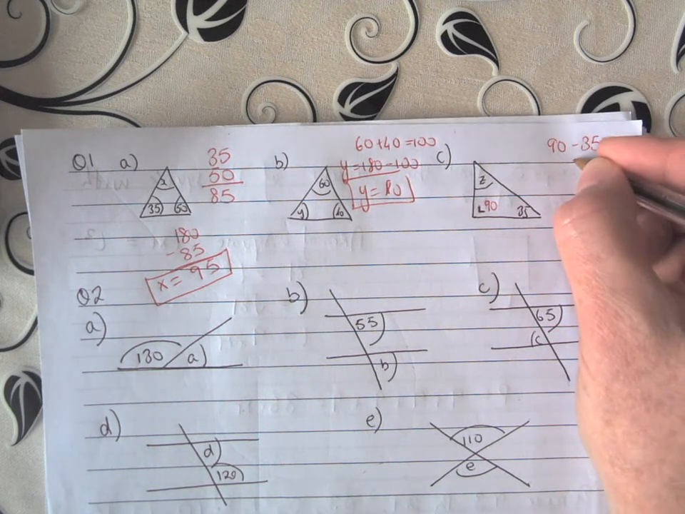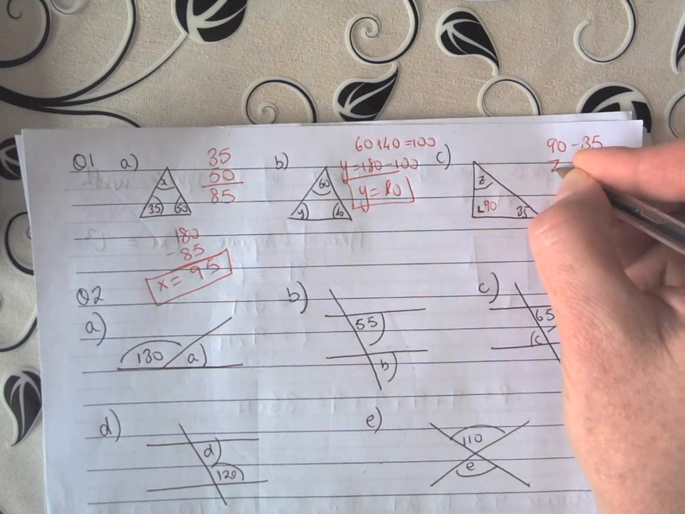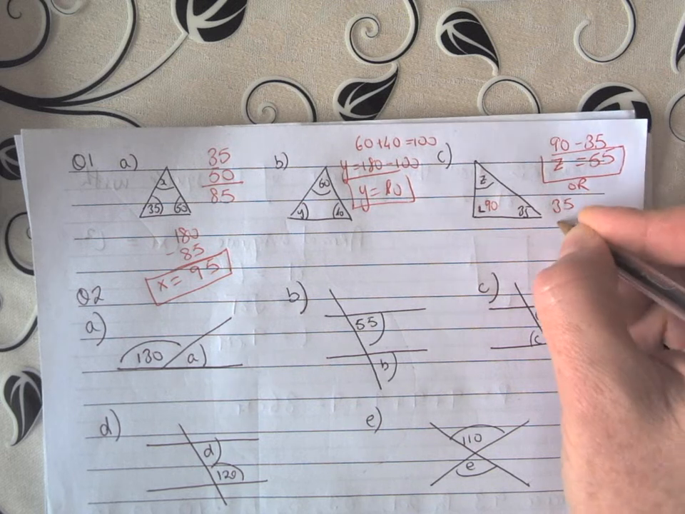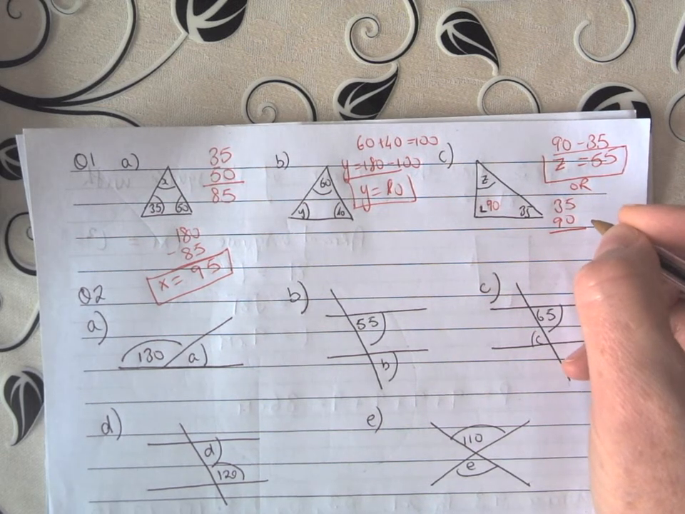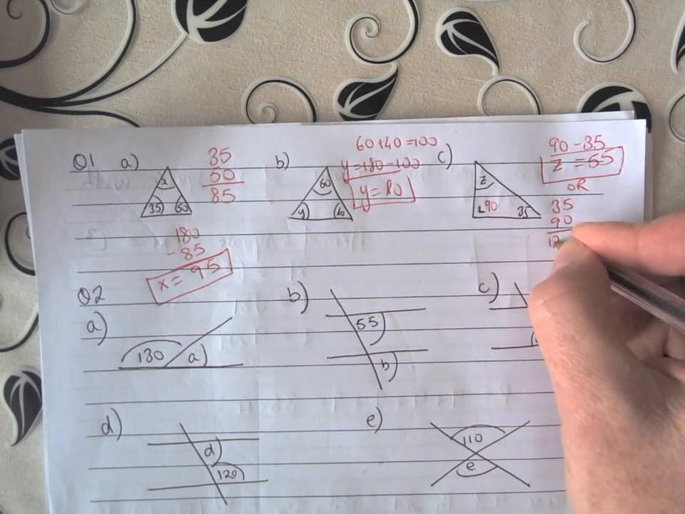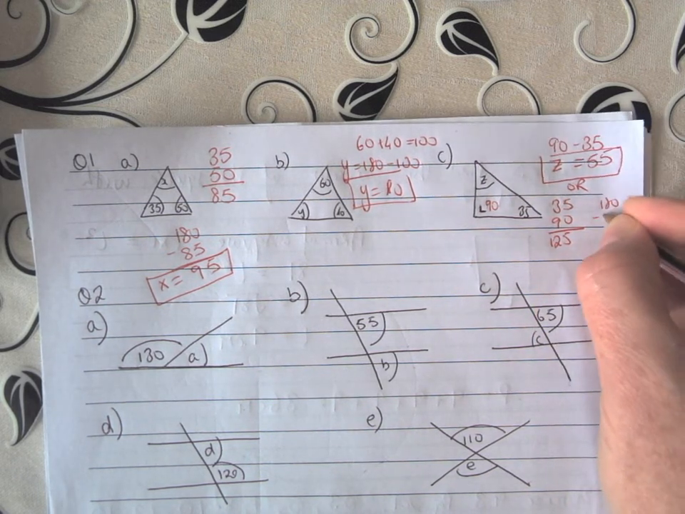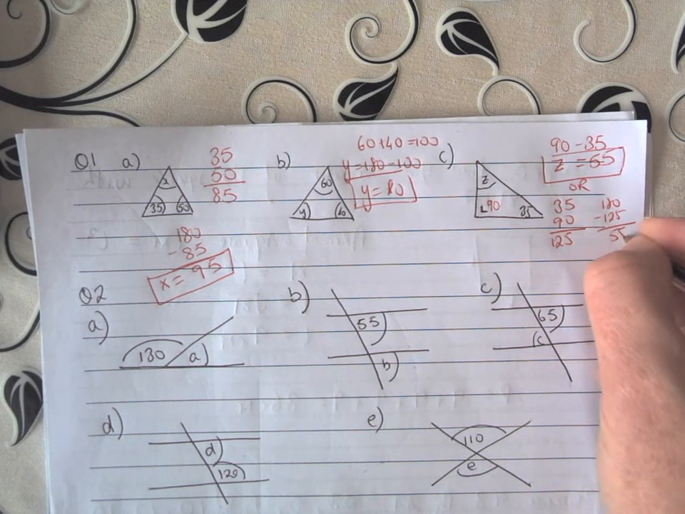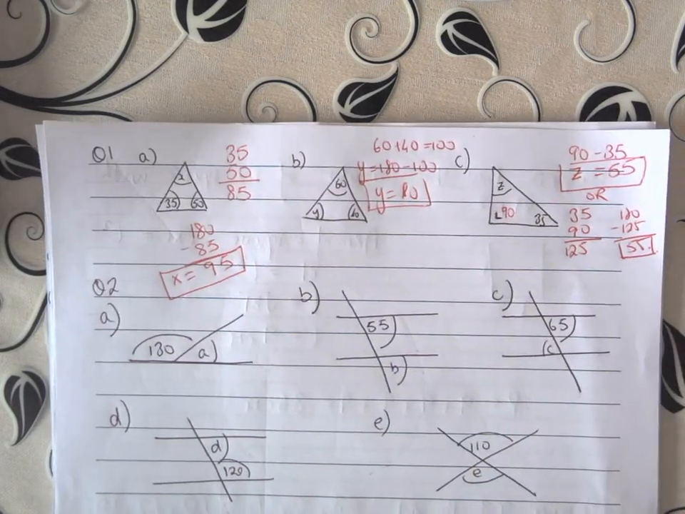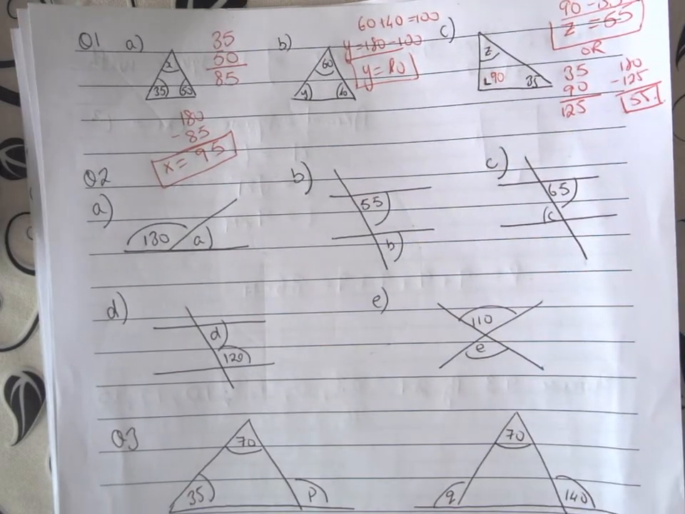So the answer is 55. Z is 55. Or you could have done 35 plus 90, which gives you 125, and then 180 take 125 will leave you with 55. Okay, so there are your triangles. They always add up to 180. So if you have two of them, add them together, take it from 180.